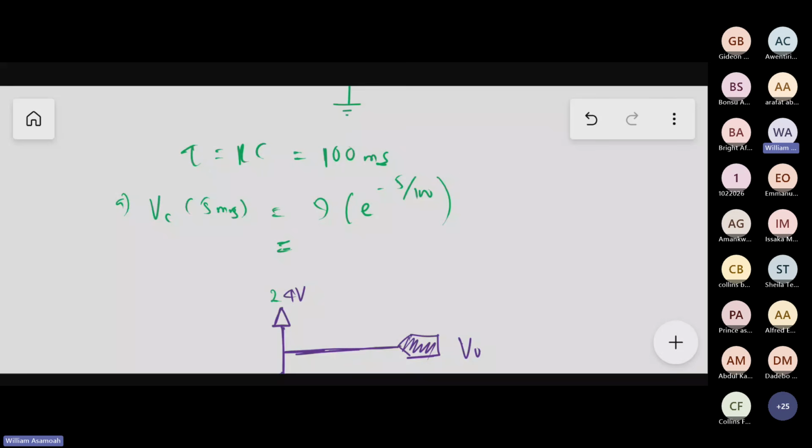We have what? 8.561 volts. Okay, great. Please, do we understand?